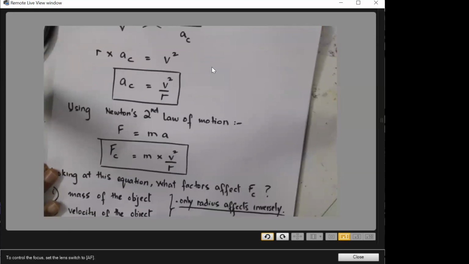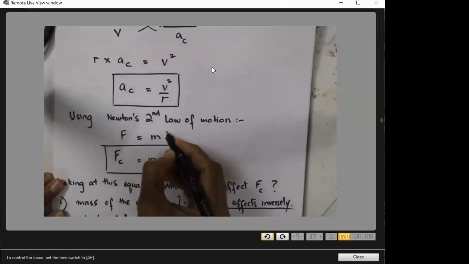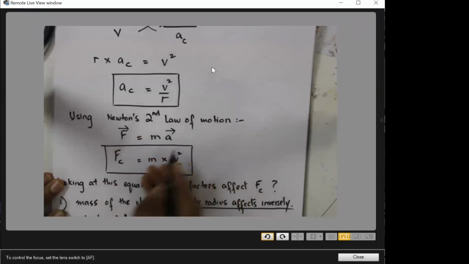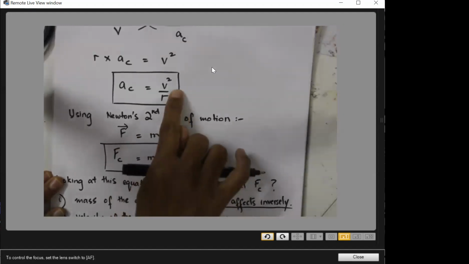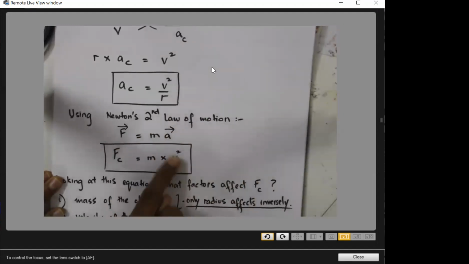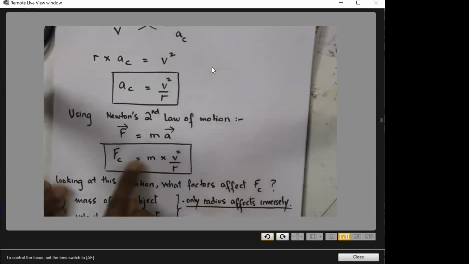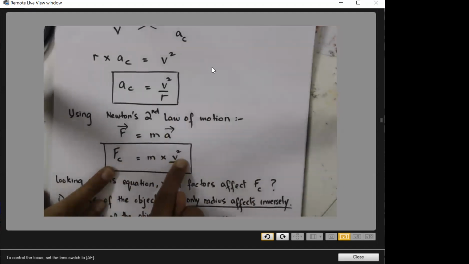Now, using Newton's second law of motion, which states that there is an acceleration when there is a net force acting on an object, and force and acceleration are in the same direction, I replaced acceleration with this value. So centripetal force is equal to the product of mass and the square of velocity divided by the radius.